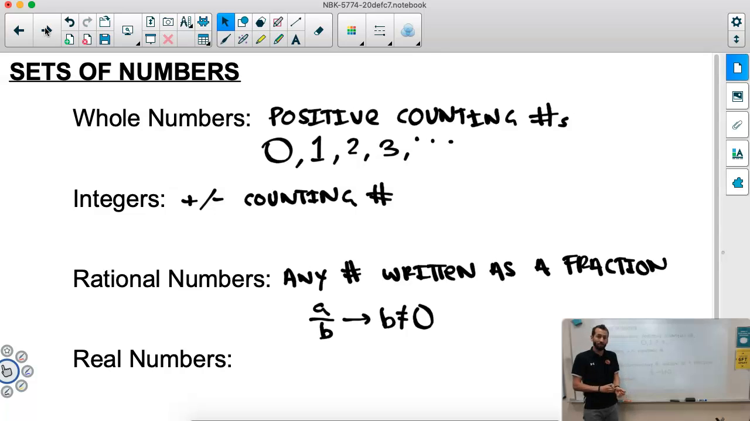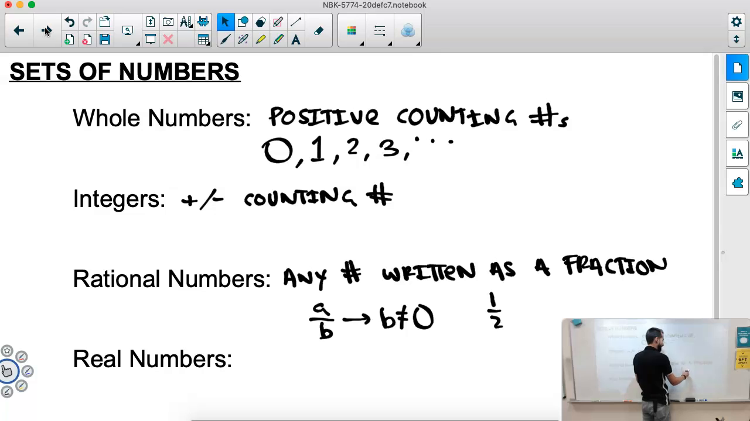So now we can talk about some decimals. Any decimal, like if we have 1/2, that can be written as a decimal that terminates, it ends. So they'll say terminating.